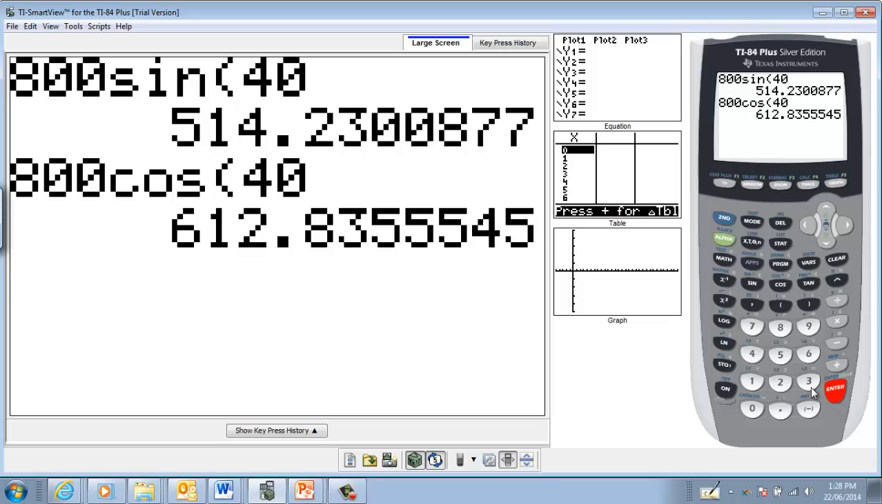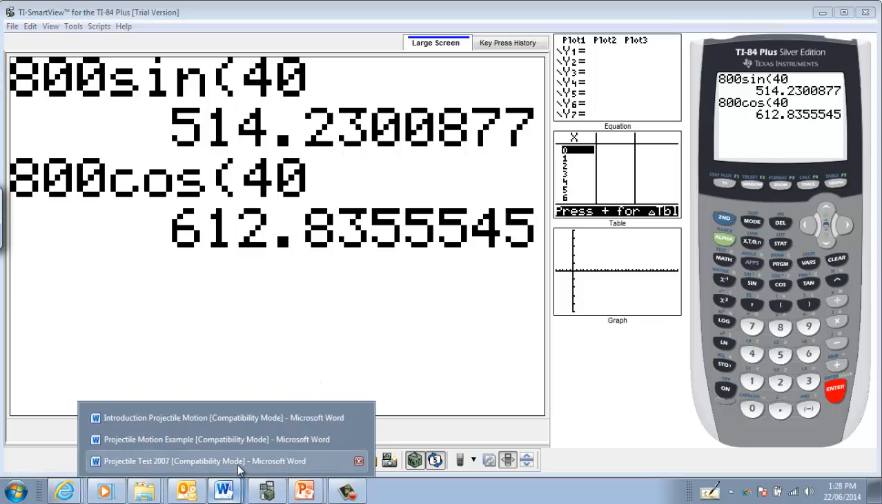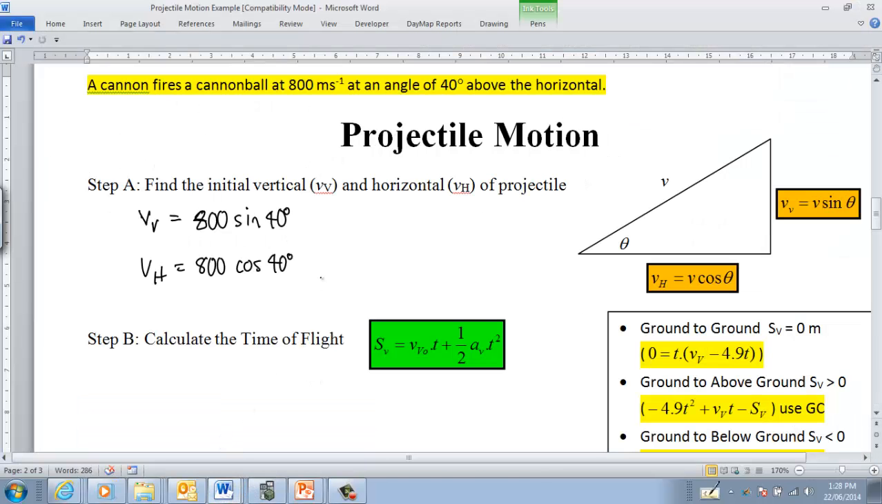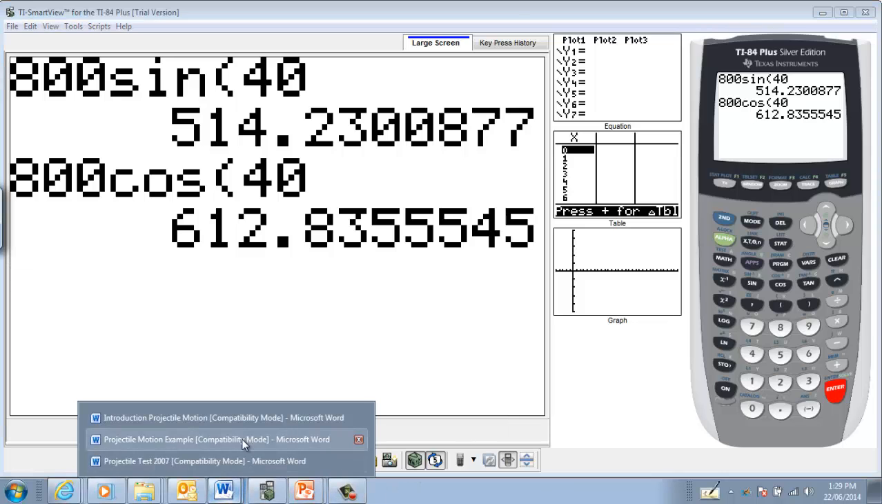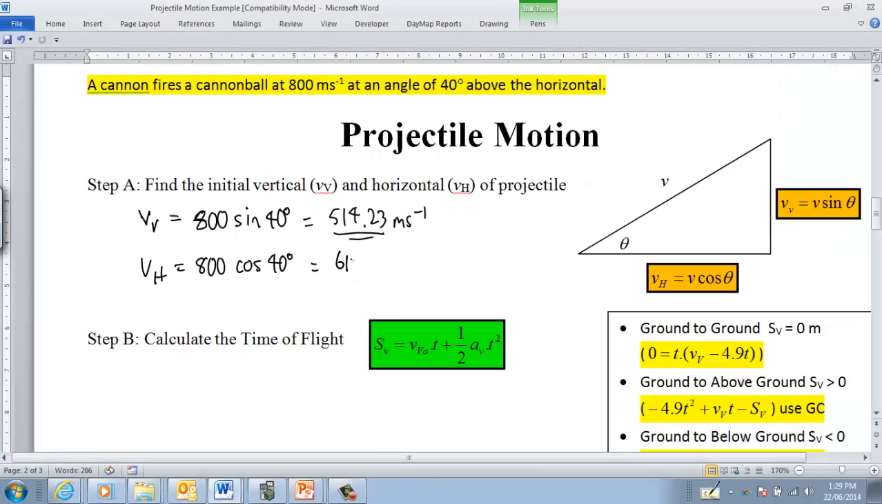So it's 514.23 is the vertical component. Go back to there. So that's equal to 514.23. Now, units are metres per second, so you need to write those down. Another one is going to be 612.84. You have to round that up to 84. So that's 612.84 metres per second. So in a test or assignment, you get basically marked for doing each of those.